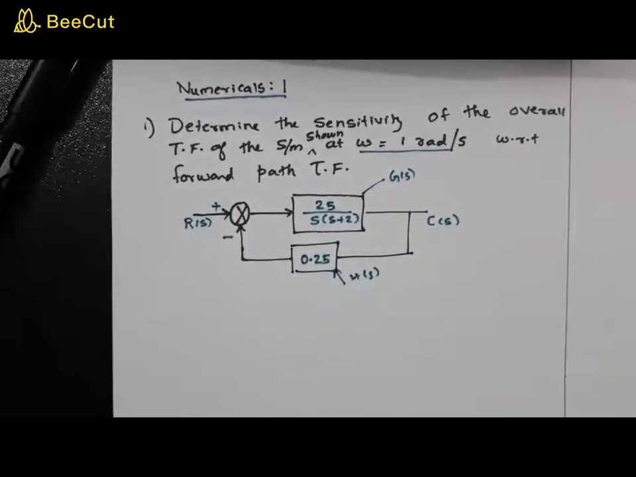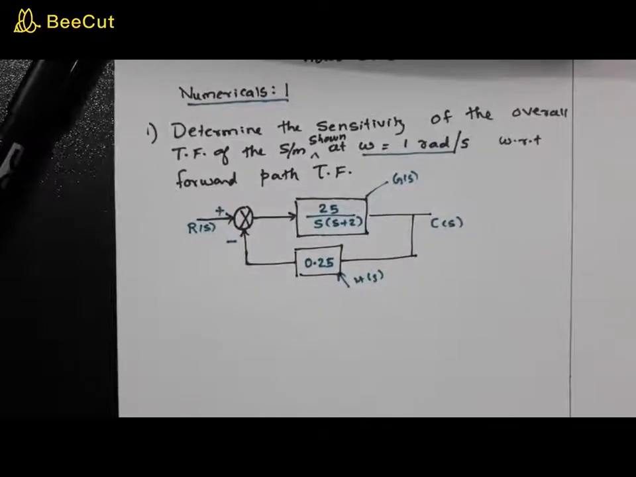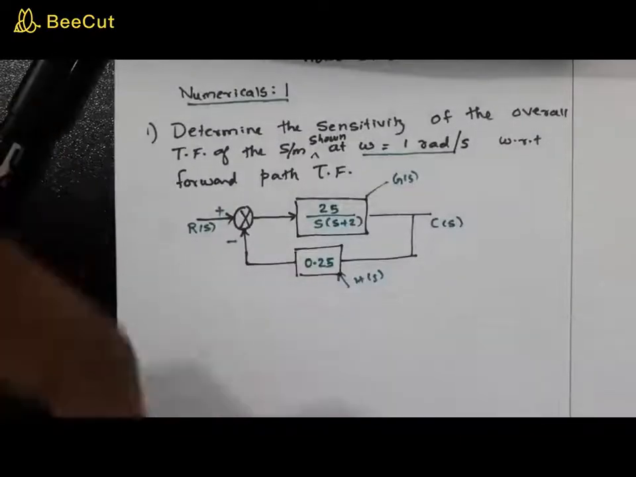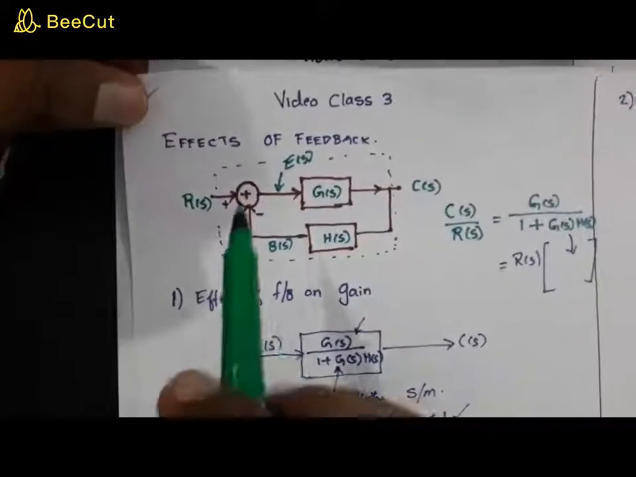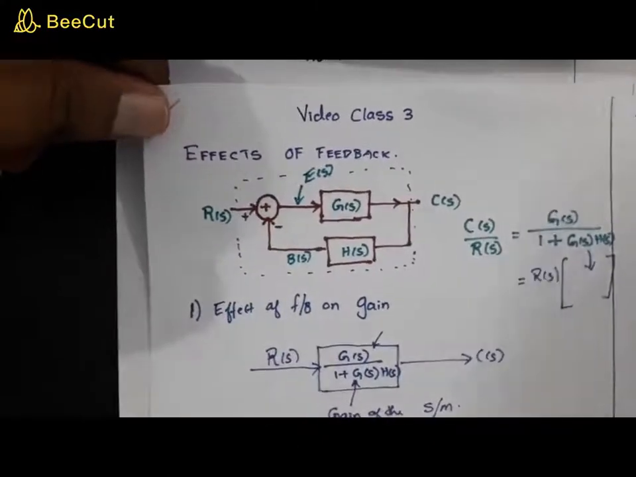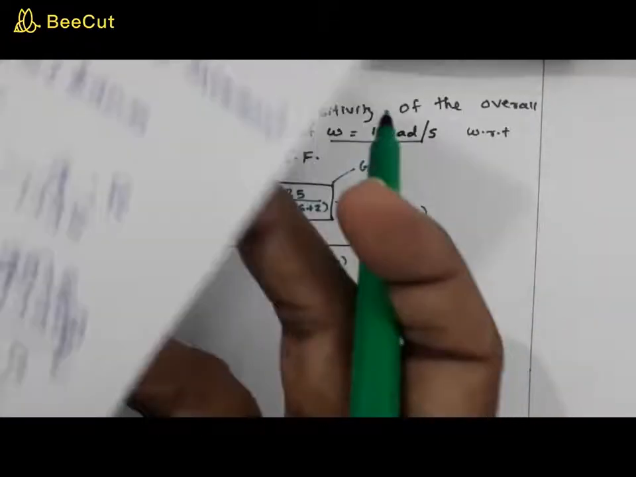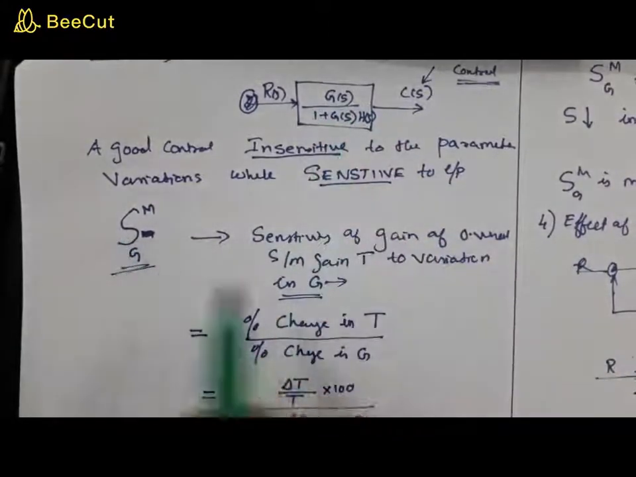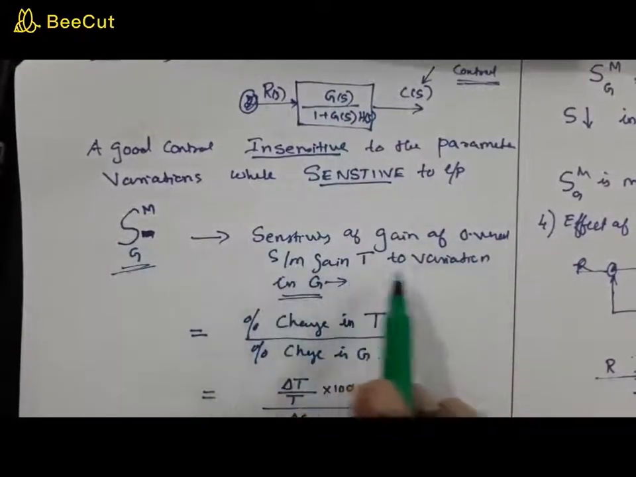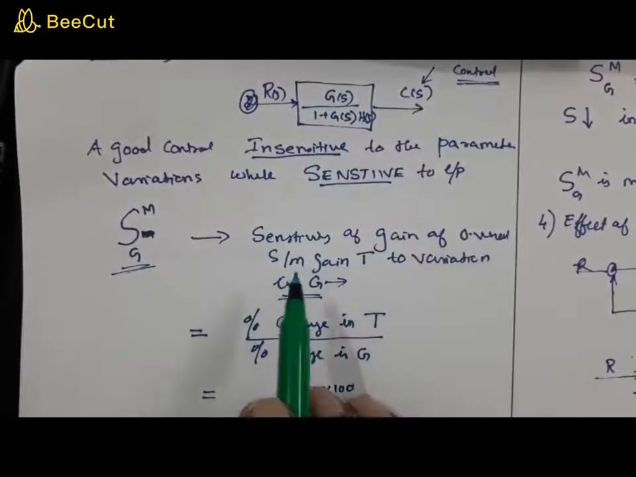Now how will you find out the sensitivity? This is a direct question. Hope you might be remembering, in video class 3 we studied about the effects of feedback. There we studied one of the important points called sensitivity. So we have derived the sensitivity of the system with respect to the forward path gain. This is the sensitivity of the gain of an overall system to the variation in G. And that's what the question is asked.